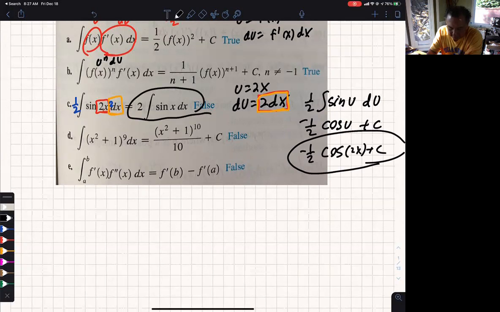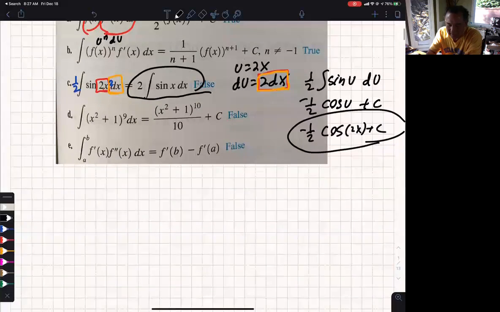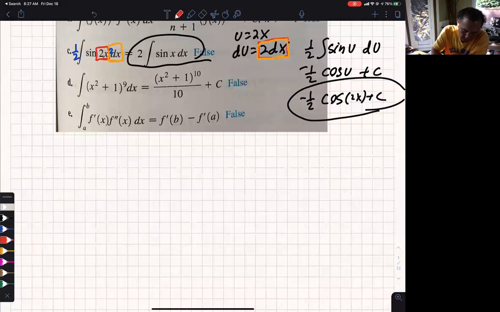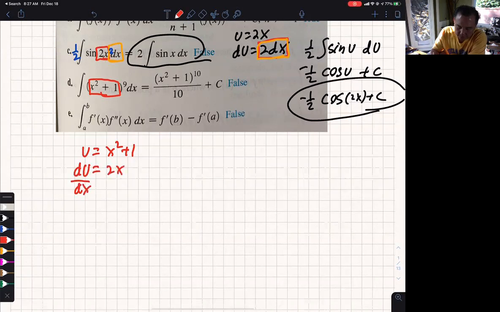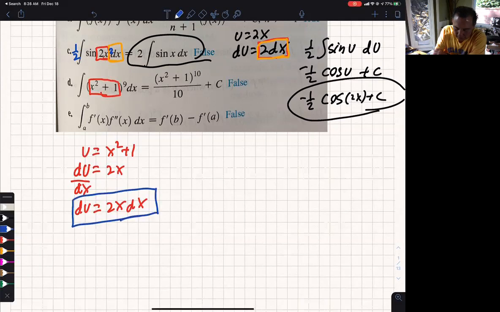All right, letter D. Ooh, I see the problem with D. This is inside of the x to the 9th function. So I want to replace that with u, because it usually works when I pick that for my u. So u is x squared plus 1. I need the derivative of that. So du dx is 2x. But I'm going to multiply both sides by dx. So I get 2x dx. And here is the problem. Do I have 2x dx right here? And the answer is no.